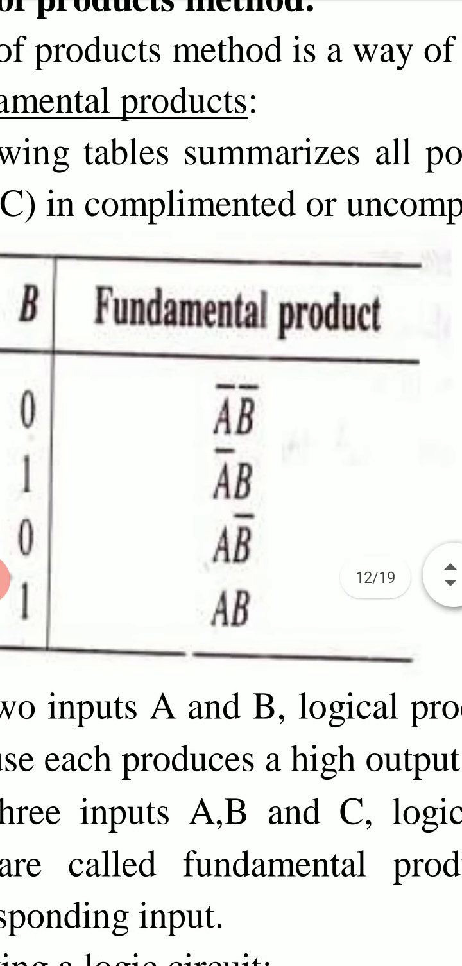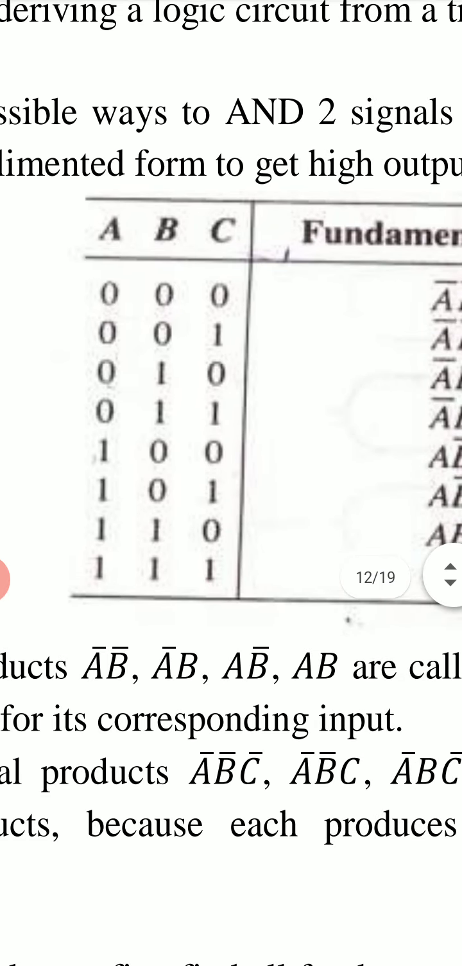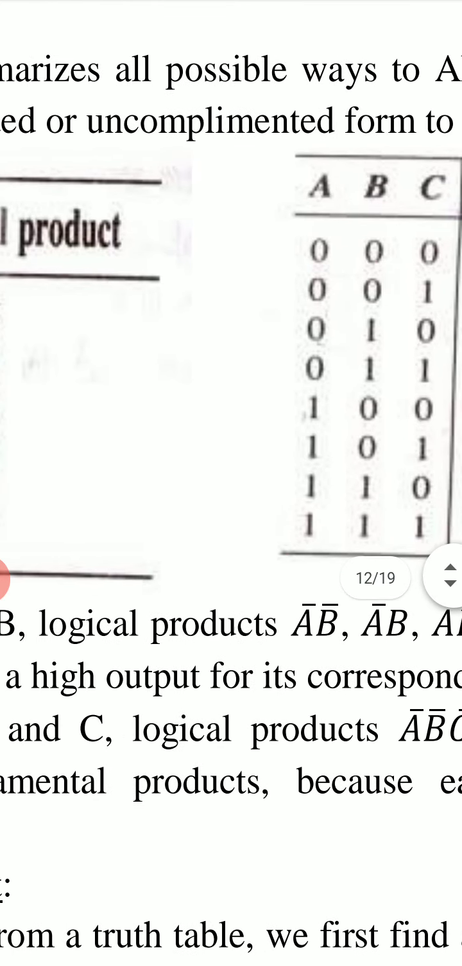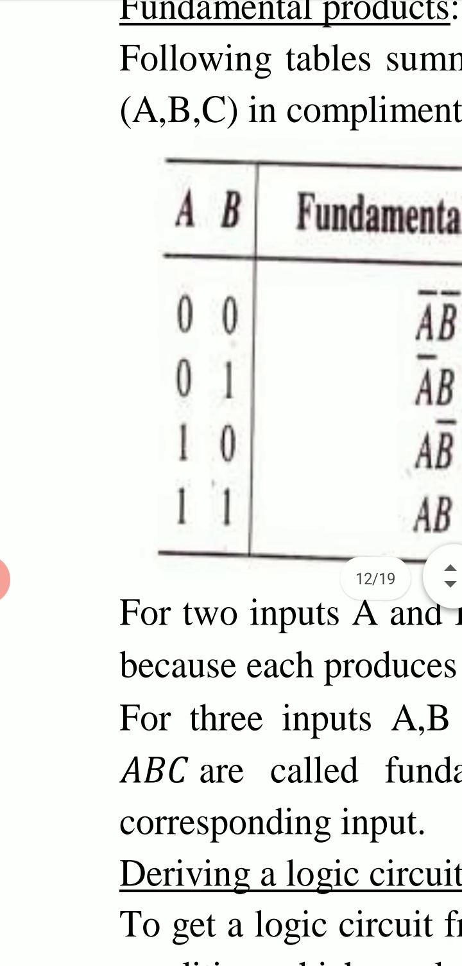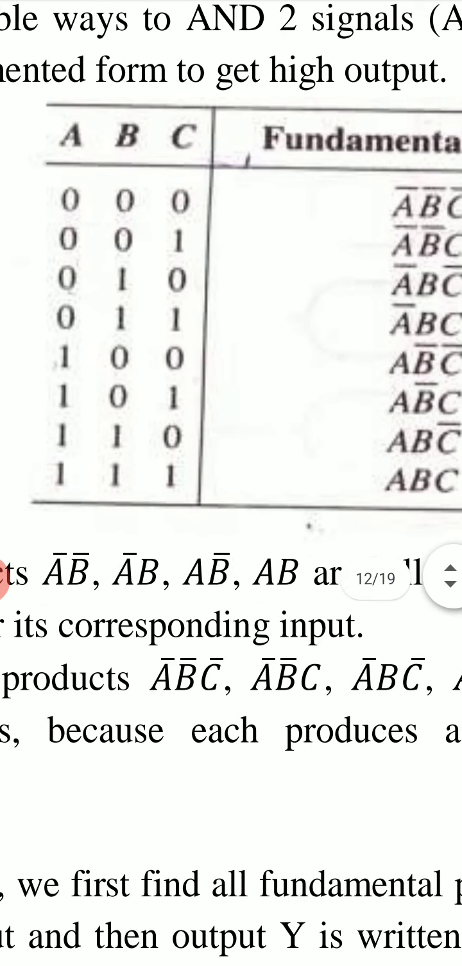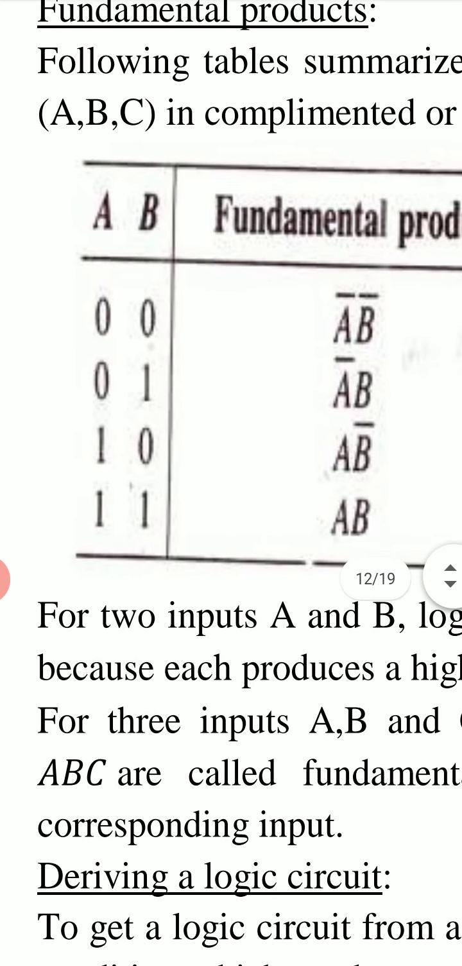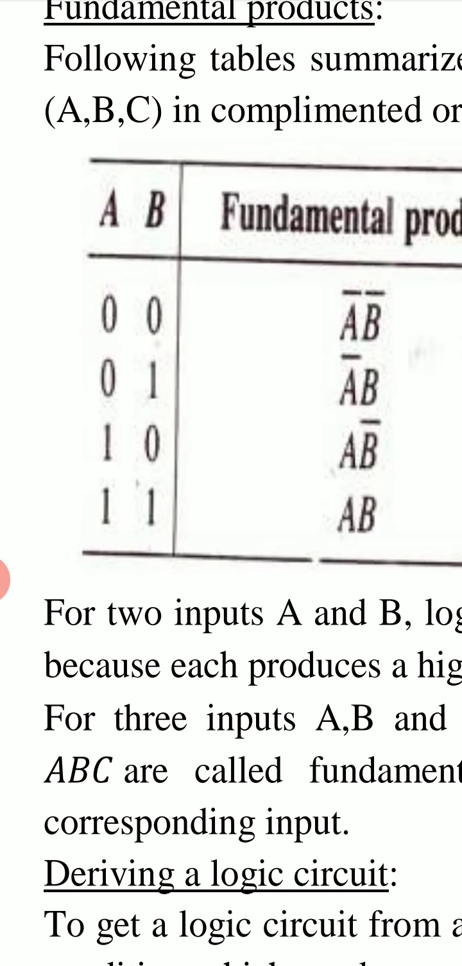The following tables summarize all possible ways to AND two signals A and B, and three signals A, B and C, in complemented or uncomplemented form to get high output. This is the table for two inputs A and B. When there are two inputs, we have these four combinations. 2 to the power 2, 4 combinations are possible, that are 0 0, 0 1, 1 0 and 1 1.